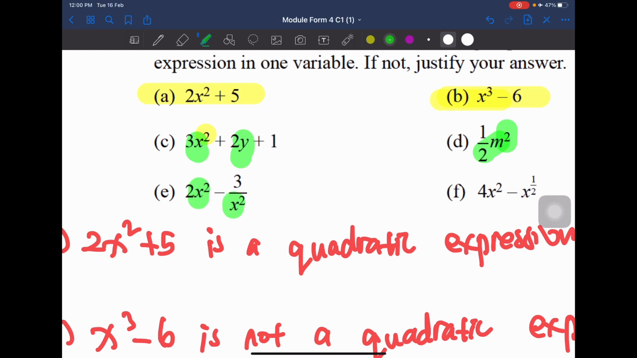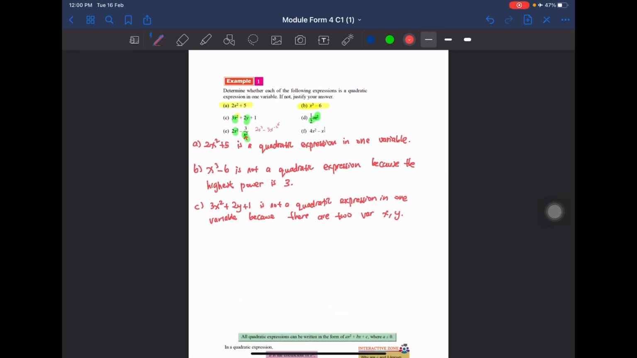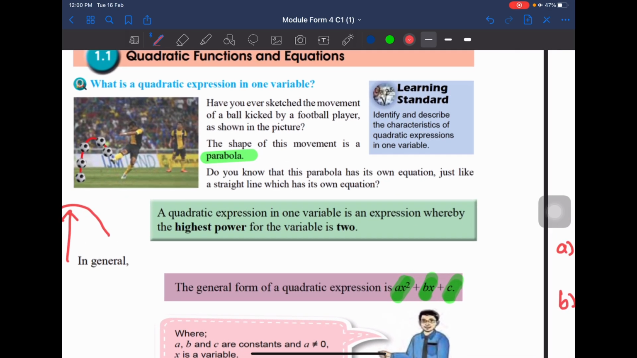Betul dah. Okay, cuma kita tengok power kita. Di sini kita ada x kuasa 2 tapi dia di bawah. Sebagai contoh saya bawa dia naik atas so dia akan jadi 2x square minus 3x negative 2. Tengok kuasa negative 2. Adakah quadratic equation ataupun quadratic expression? Okay, kita tengok balik kita punya general form tadi.